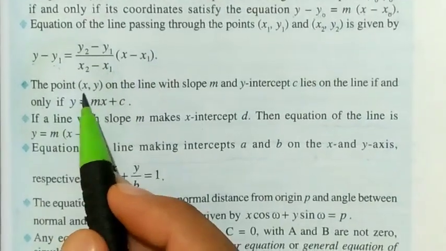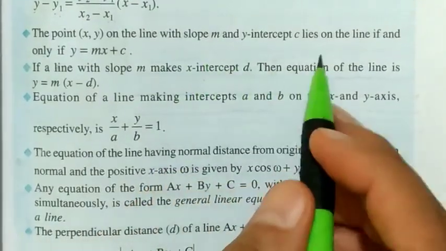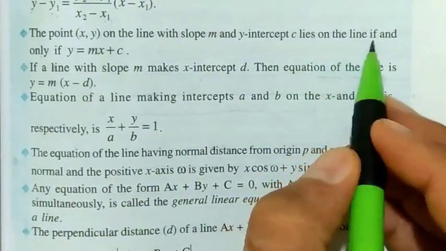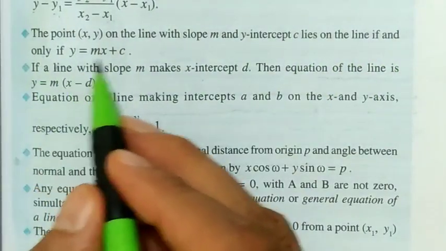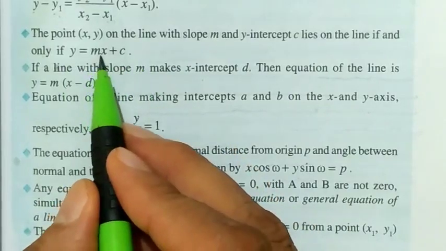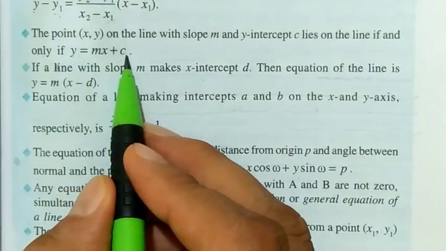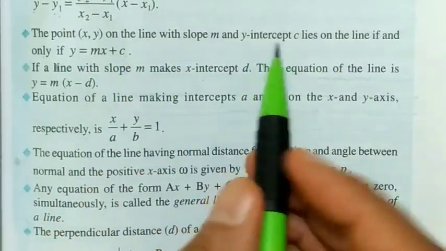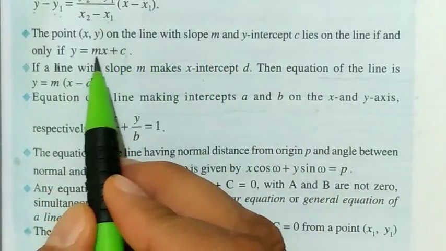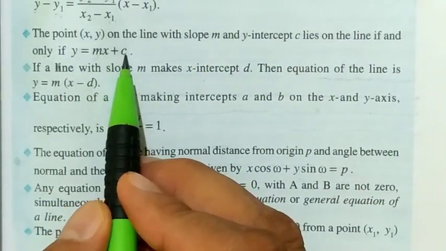Next point is the point x comma y on the line with slope m. M is the slope and c is the y-intercept. The point lies on the line if and only if y equals mx plus c. So y equals mx plus c: at x equal to 0, m into 0 is 0, so we get y equal to c, which means the y-intercept is c. So for a point x comma y on the line with slope m, y equals mx plus c, where m is the slope and c is the y-intercept.